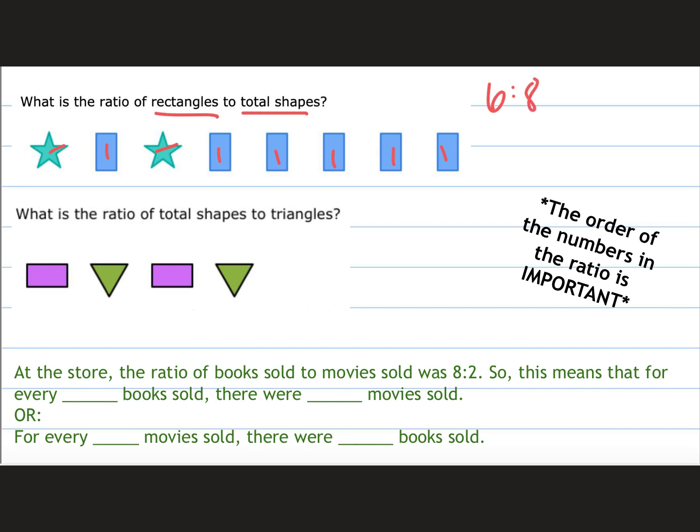You could also write it as a fraction, 6/8. And usually we would simplify. So this would simplify to 3/4. So there's 3 rectangles for every 4 total shapes.